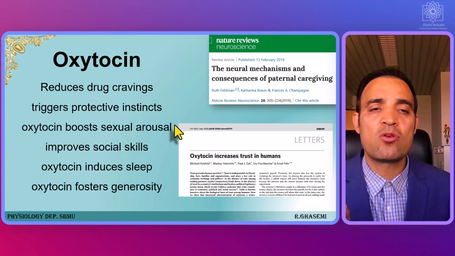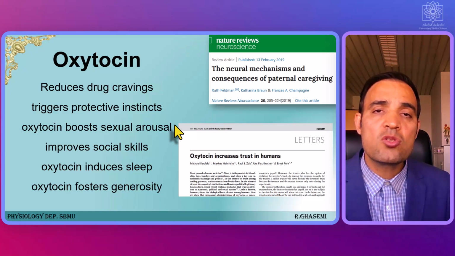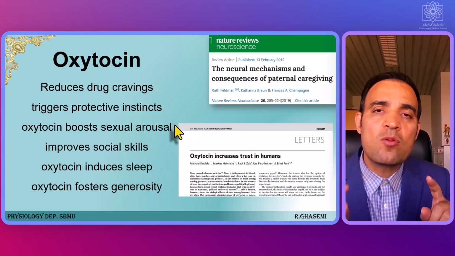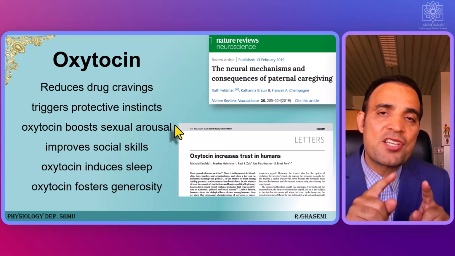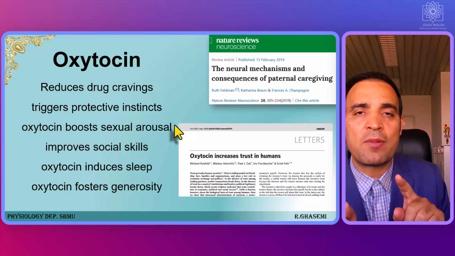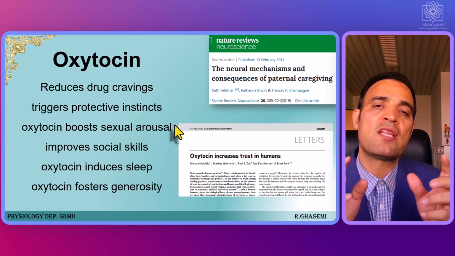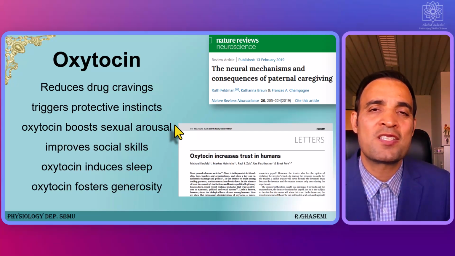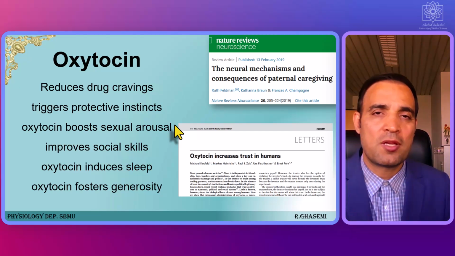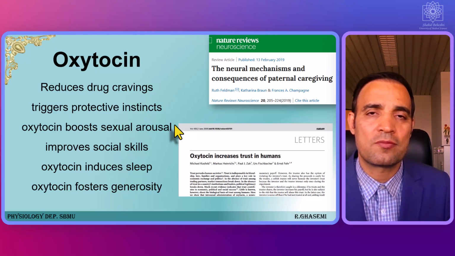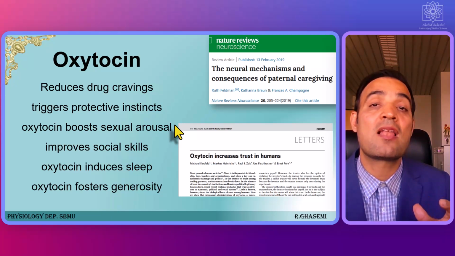Oxytocin has been shown to be involved in sexual arousal, and it is also a hormone involved in the attraction that happens between male and female. In fact, I can say that it is involved in the bonding between a pair, and for this reason it is a pair bonding hormone. Sometimes in the literature and in some texts, oxytocin is named the love hormone.